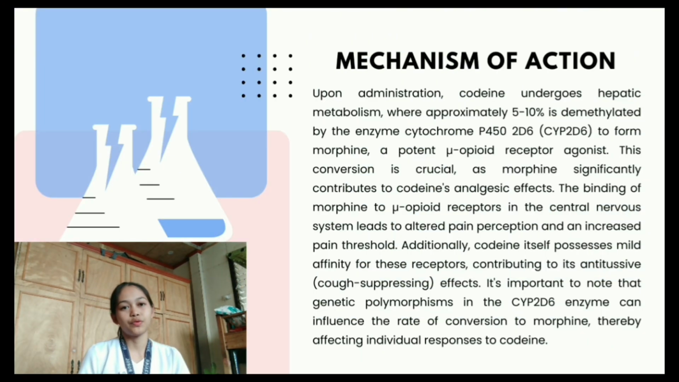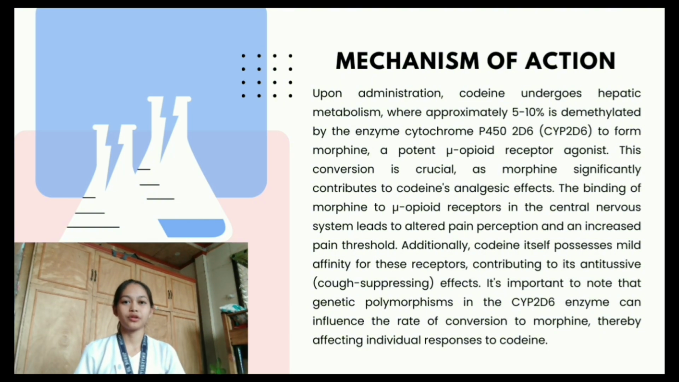And next is the MOA of codeine. The MOA of codeine involves hepatic metabolism and conversion to morphine. After administration, codeine undergoes metabolism in the liver. Around 5 to 10% of codeine is demethylated by the enzyme CYP2D6 to form morphine, which is a potent mu-opioid receptor agonist. This conversion is critical as morphine is responsible for most of codeine's analgesic, pain-relieving effects.